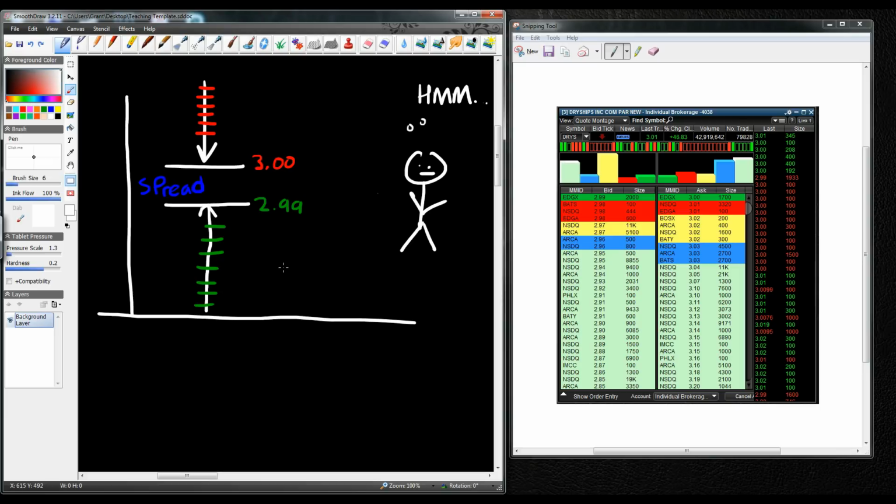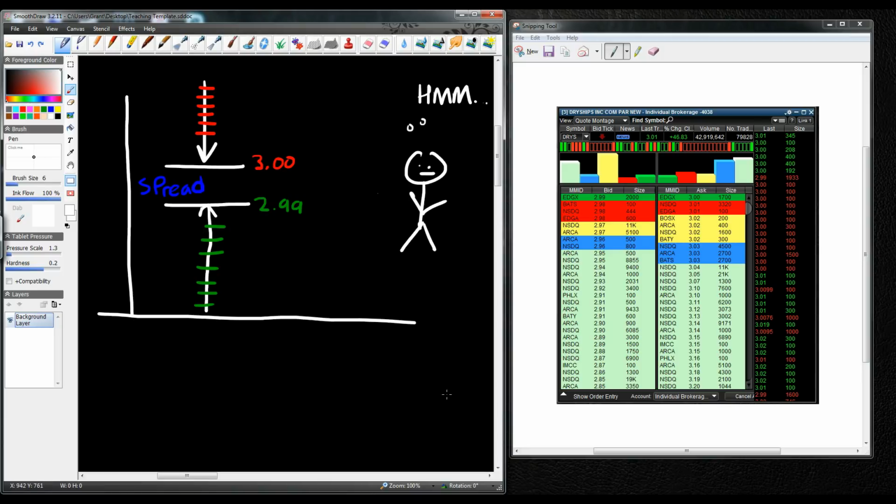So just a nice way to think about it. Anytime somebody comes from down here and moves up there, it's a green print. Anytime somebody comes from up there and moves down, that's considered a red print. So it's just a way to visualize buying and selling pressure.